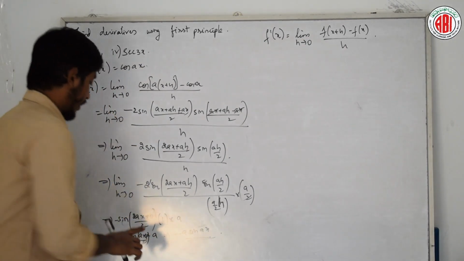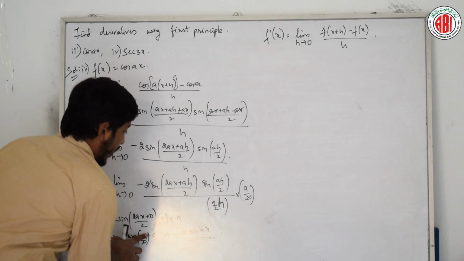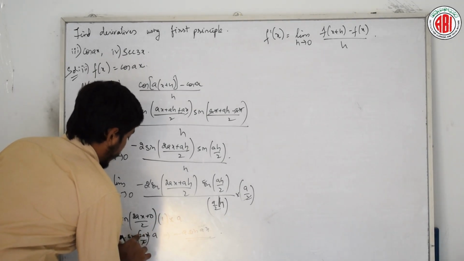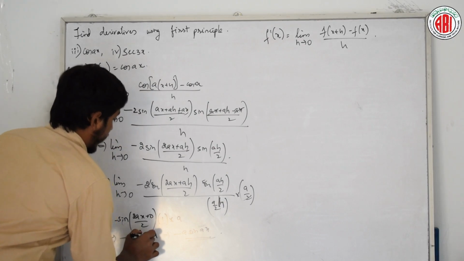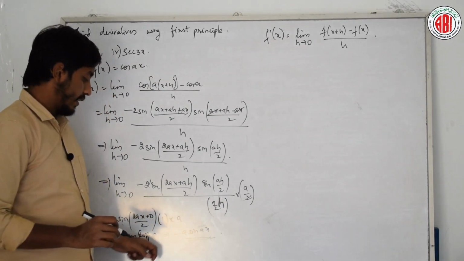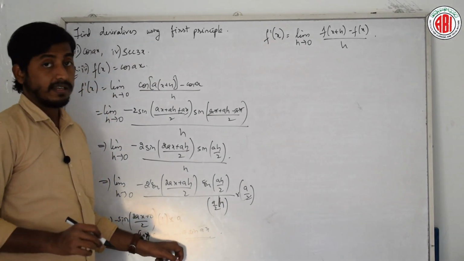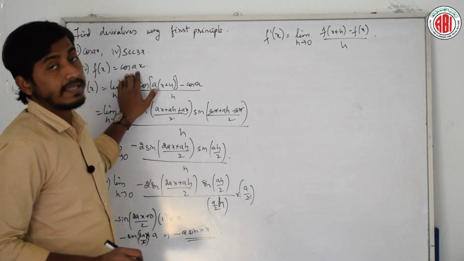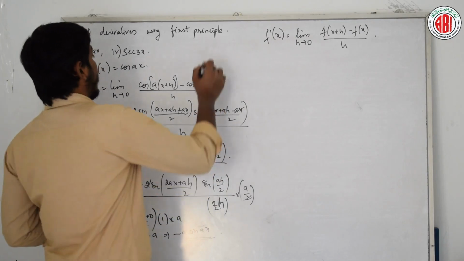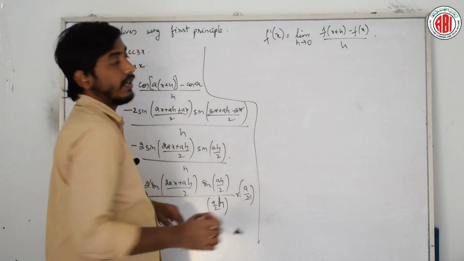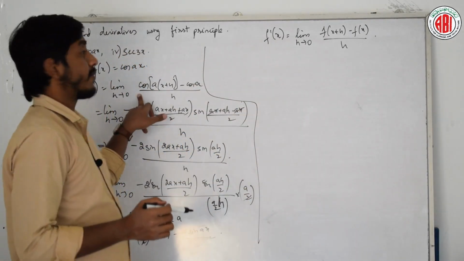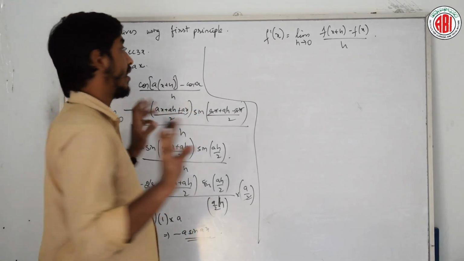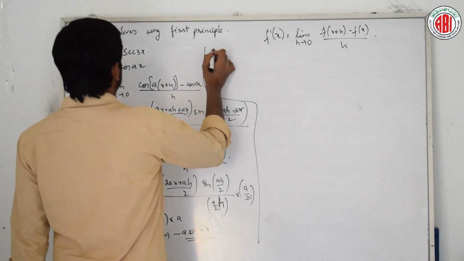Is it right? Here don't get confused. This is 2ax. This is 2ax. Here 2 got cancelled. I will be left with sine ax into a. Therefore, the answer is minus a sine ax. This is the derivative of cos ax. Is it not easy? Fine. The only thing we have to remember is the formula, and we have to know at least minimum basics of limits.